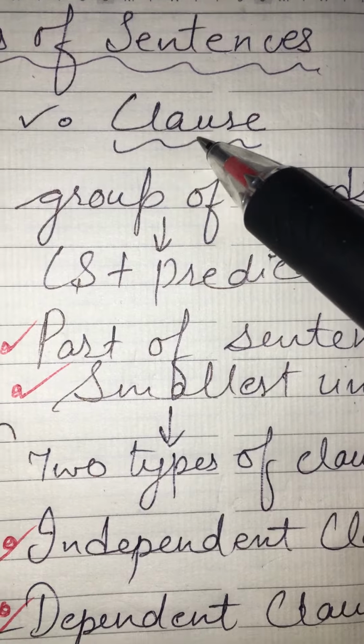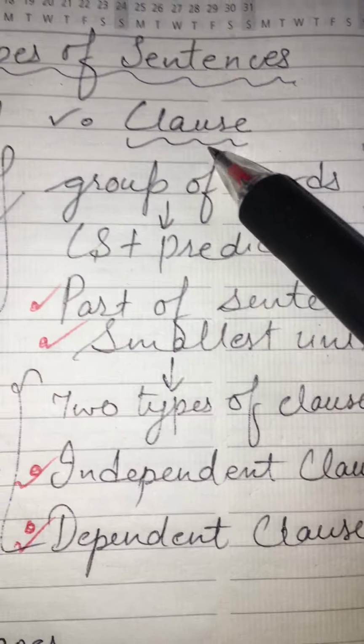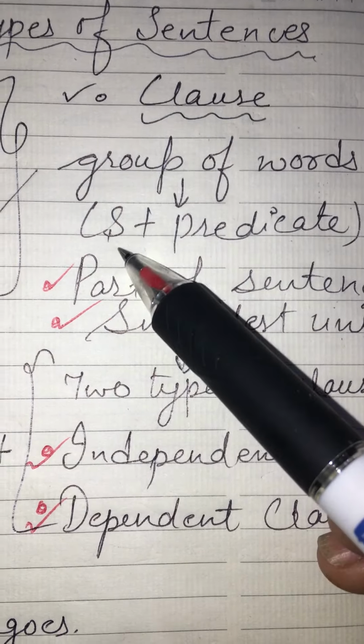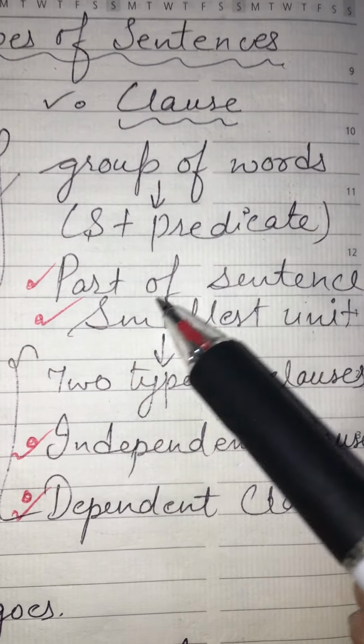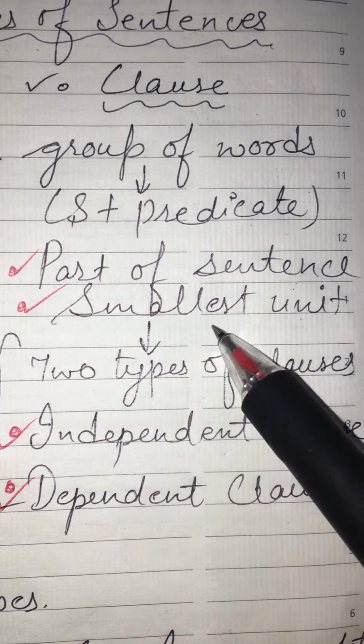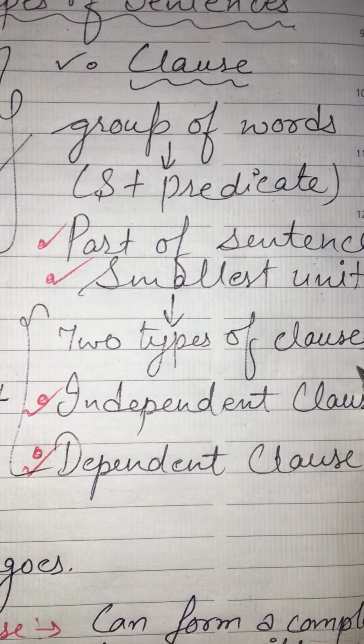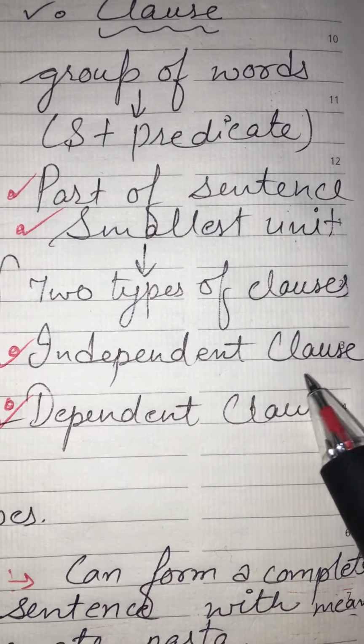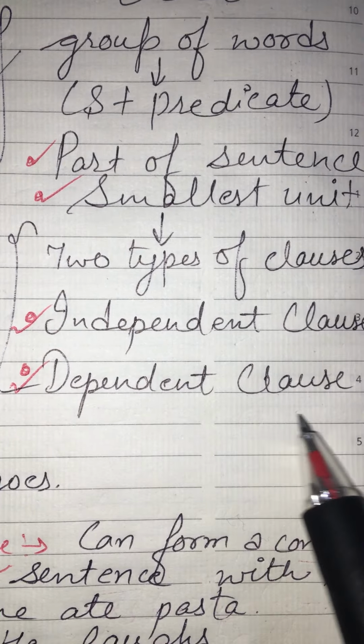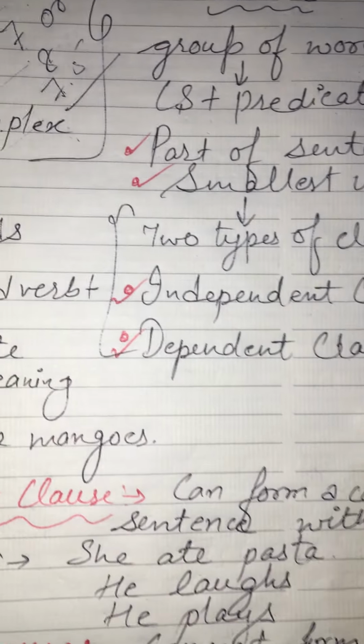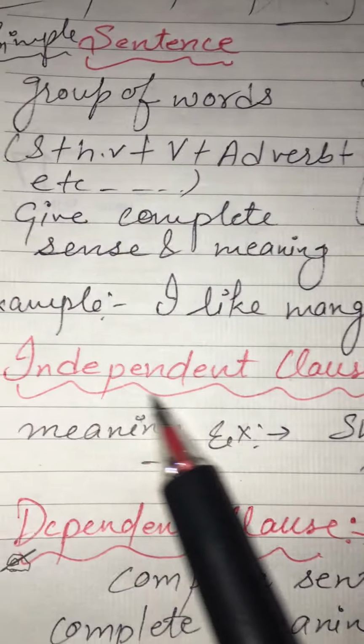First, you have to understand the term clause. Clause means a group of words which has subject and predicate. It is the part of a sentence and the smallest unit. Clause has two types. The first one is independent clause and the second one is dependent clause. So let's learn about the independent clause.